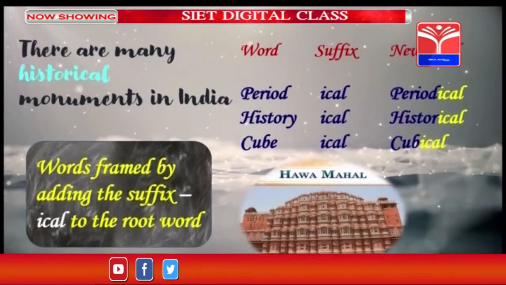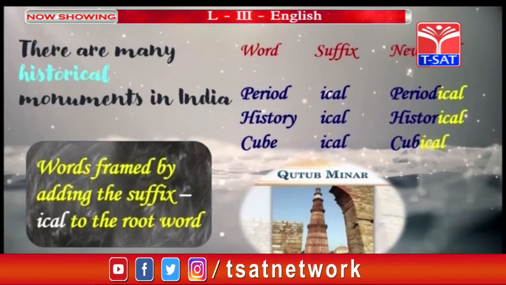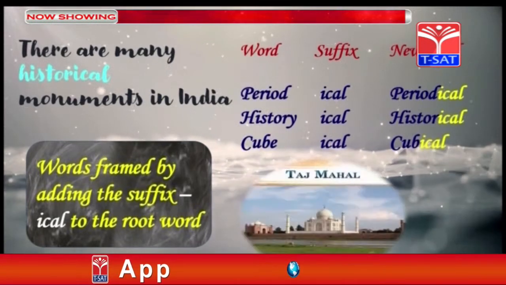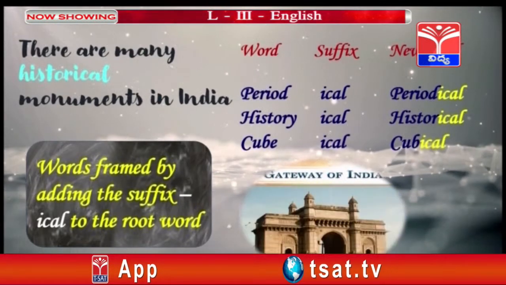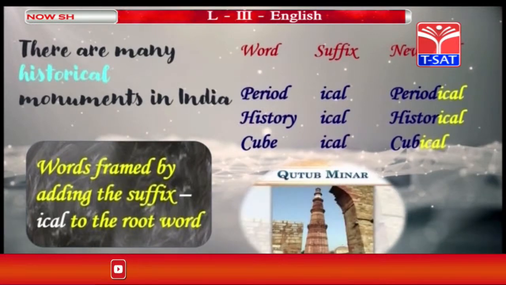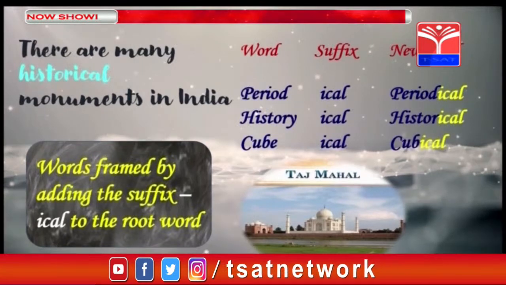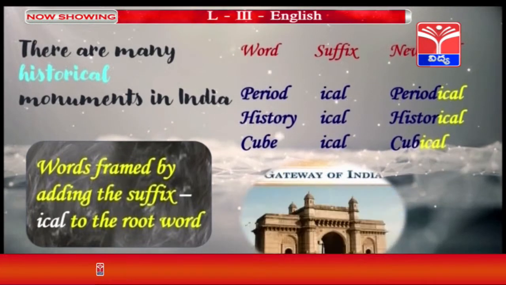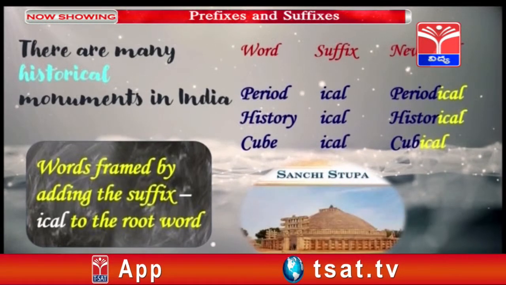Some more words by adding the suffix ical to the root word. For example, period, by adding the suffix ical, the word becomes periodical. In the same way, history plus ical becomes historical. Cube, cubicle. There are many historical monuments in India.